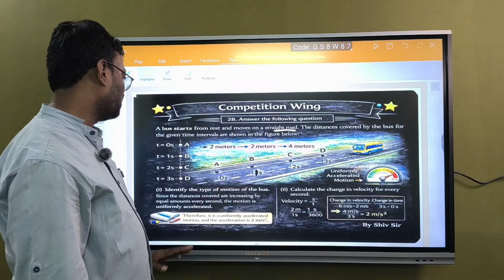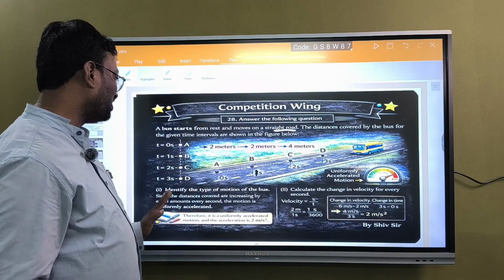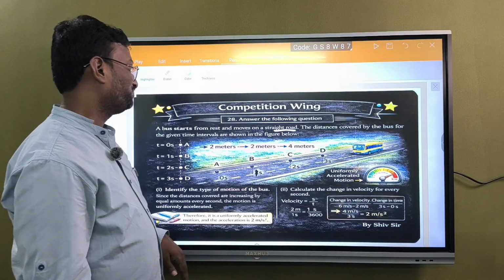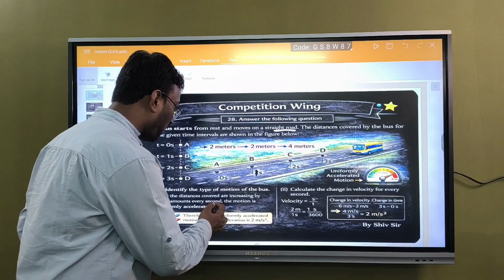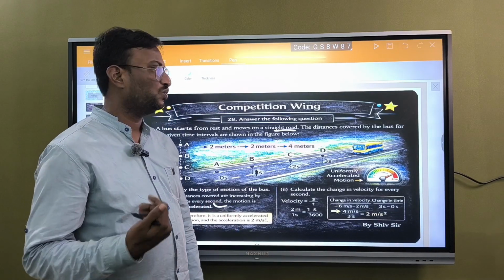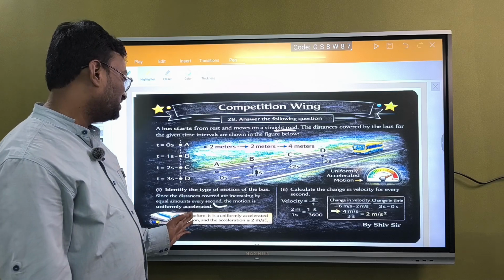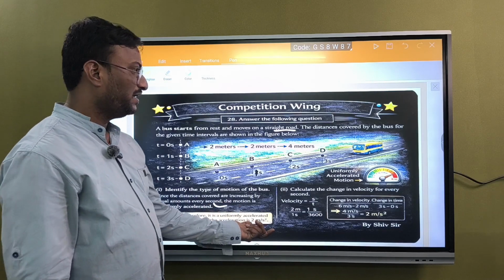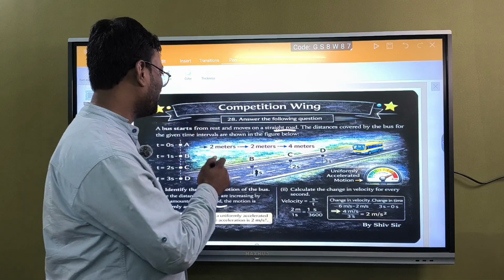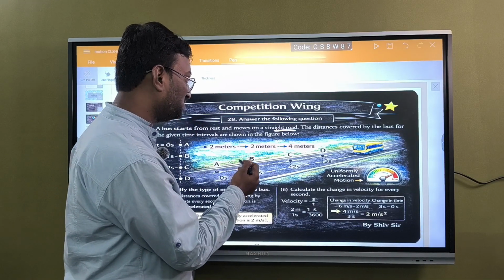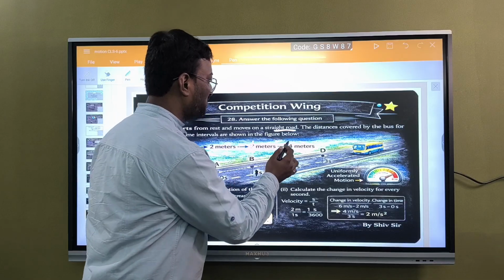Identify the type of motion. Since the distance covered is increasing by an equal amount in every second, the motion is uniformly accelerated. At first 2, next 2, next 2, like that. So therefore it is uniformly accelerated motion. First 1 second 2 meters, second 1 second plus 2, that is 4, and next 6.